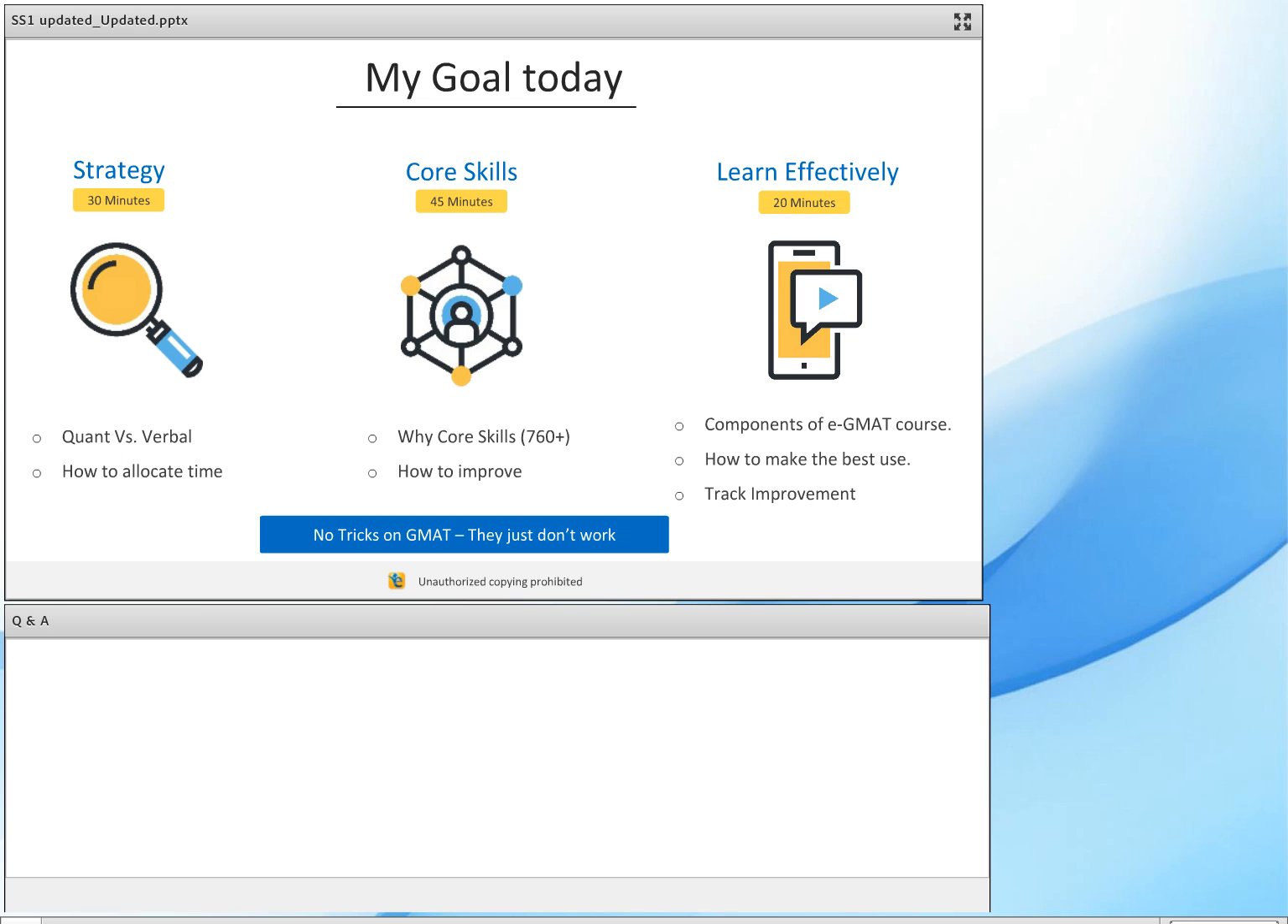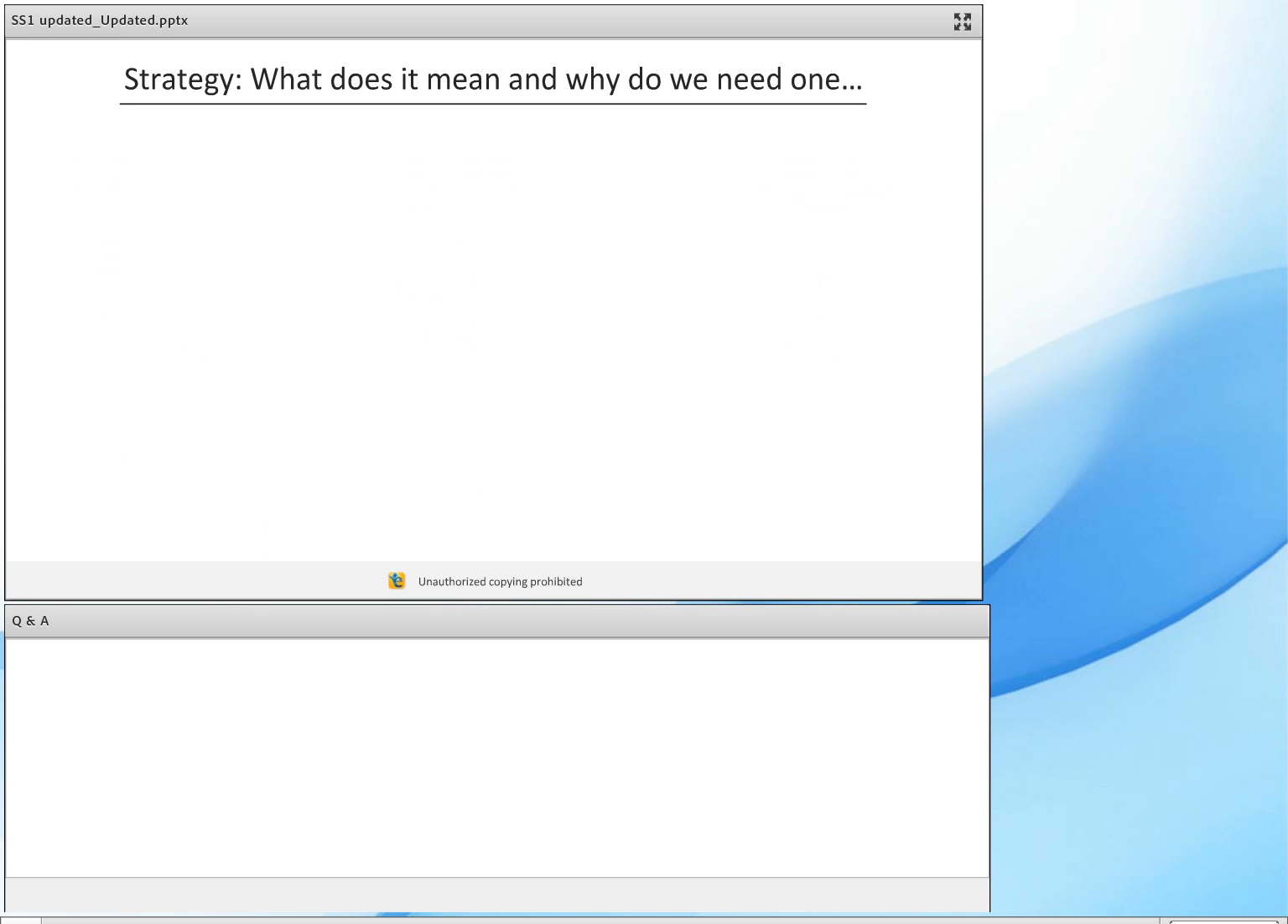And again, a lot of people think that they're going to learn some tricks on the GMAT and ace it. It's an extremely well designed test. The GMAT is designed such that you can't trick the test. In fact, people who try to trick the test often get tricked. So let's start with one term which we've talked about a whole lot, which is strategy. Let's understand what does this term strategy mean and why do we need one?